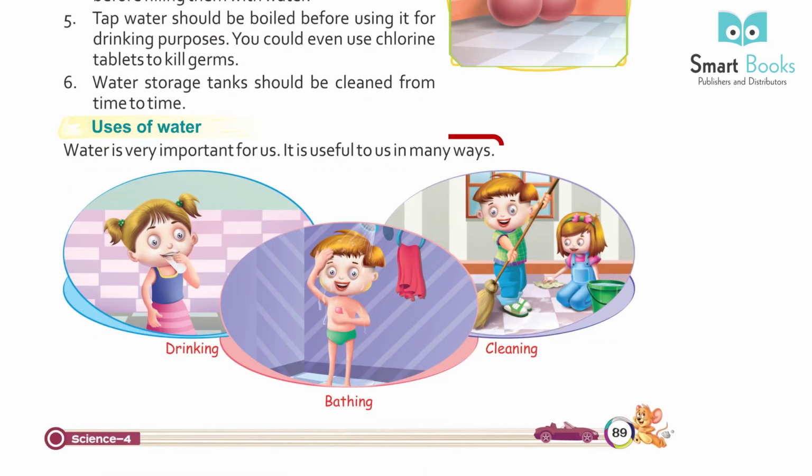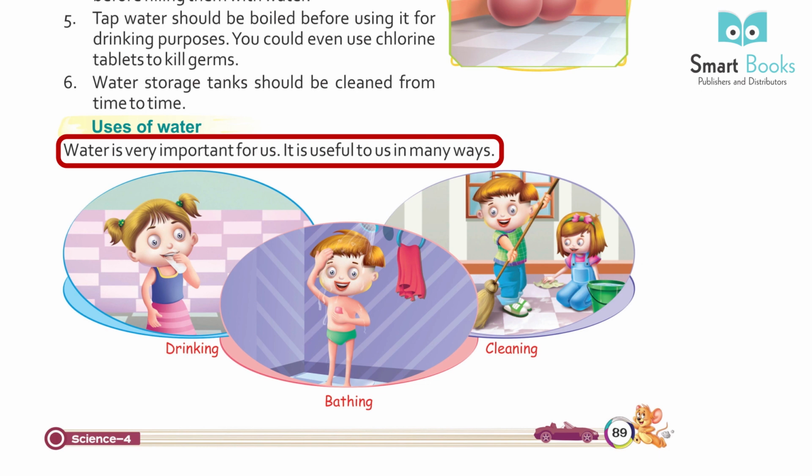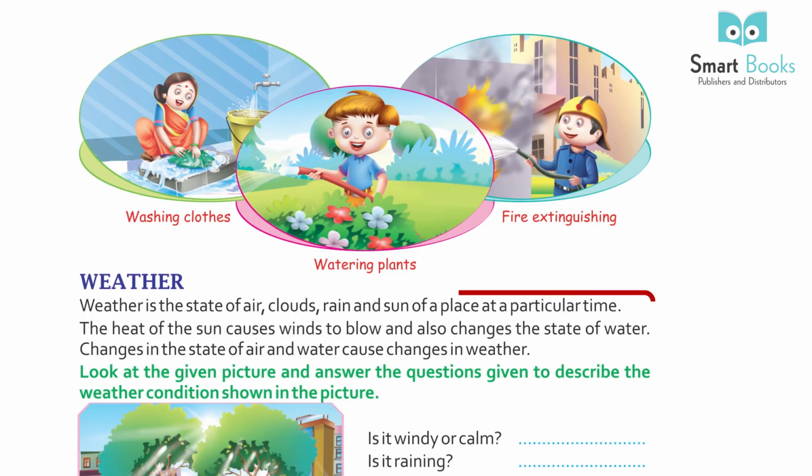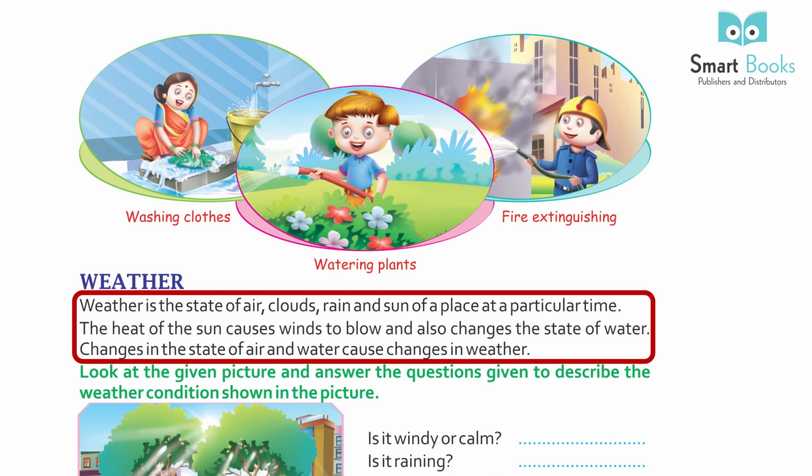Uses of water. Water is very important for us. It is useful to us in many ways. Weather. Weather is the state of clouds, air, rain and sun of a place at a particular time. The heat of the sun causes winds to blow and also changes the state of water. Changes in the state of air and water cause changes in weather.